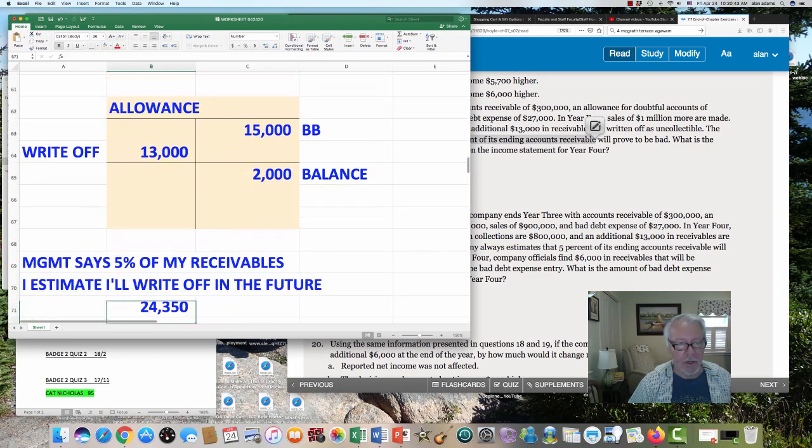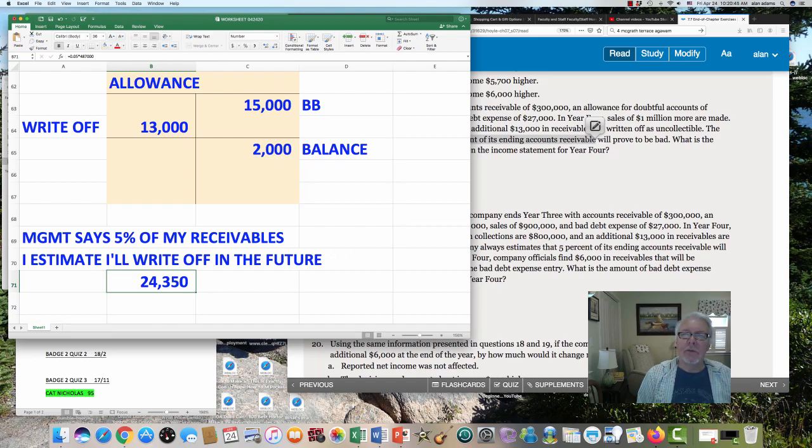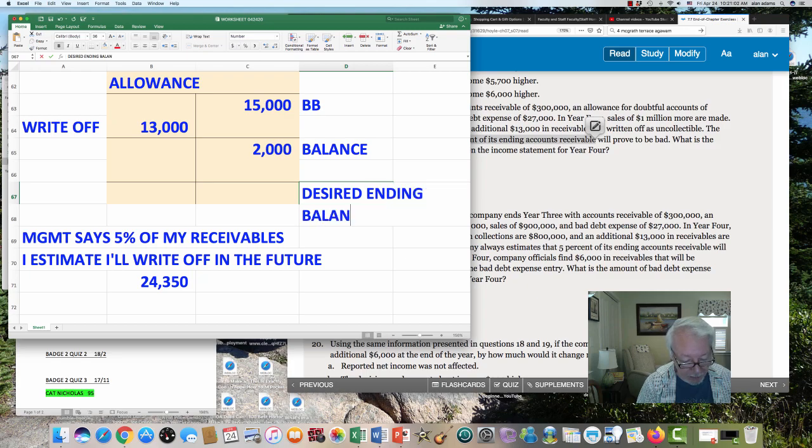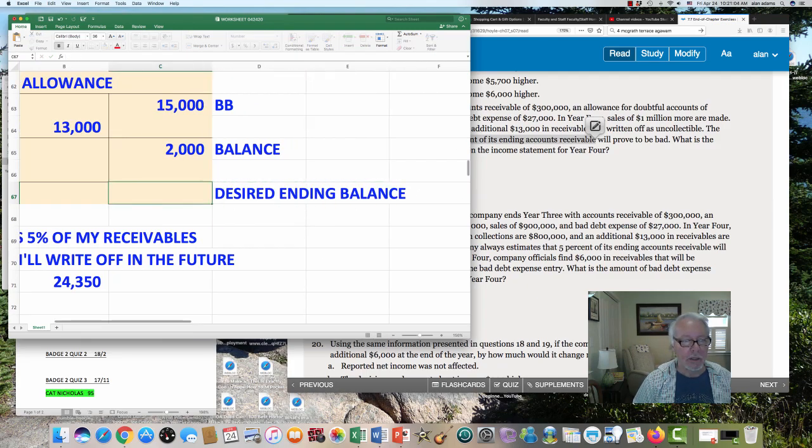Yes. Okay. So this would have been the answer to the last problem where it just said, what is the balance? Well, now it's not asking us that. Now it's asking us for the expense entry we will make. It's taking it one step further. Okay? So this is going to be the desired ending balance. And we just determined that that number is 24,350.